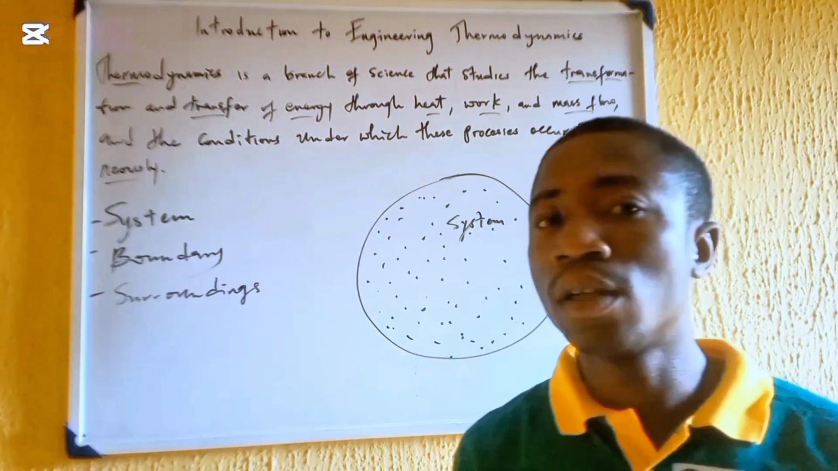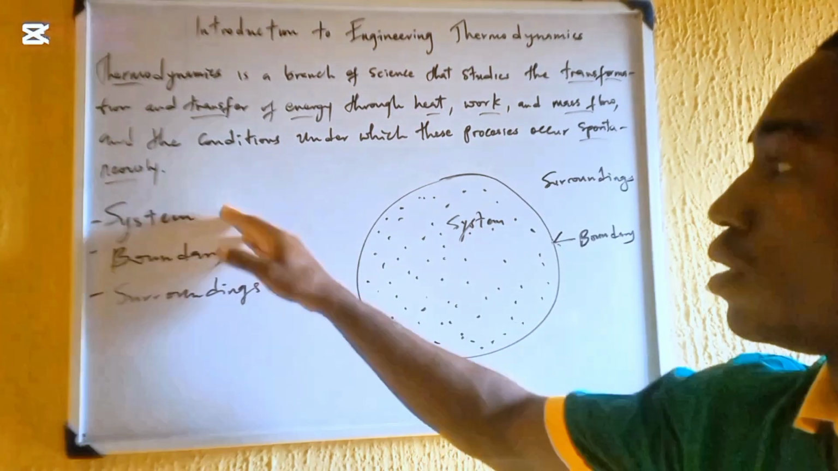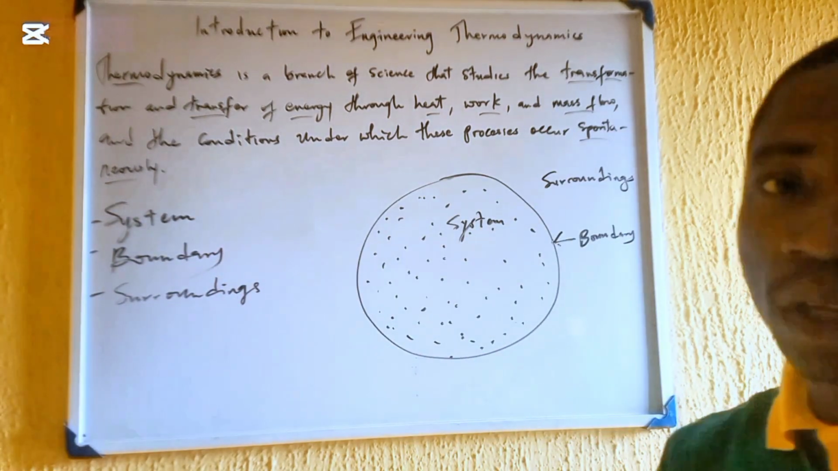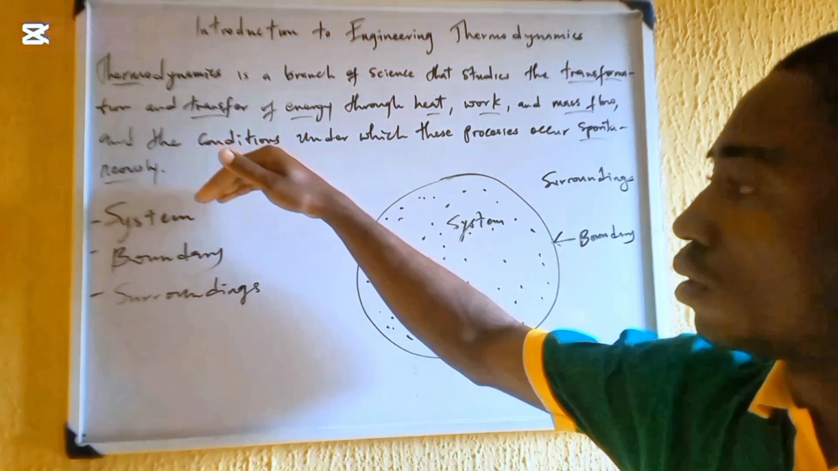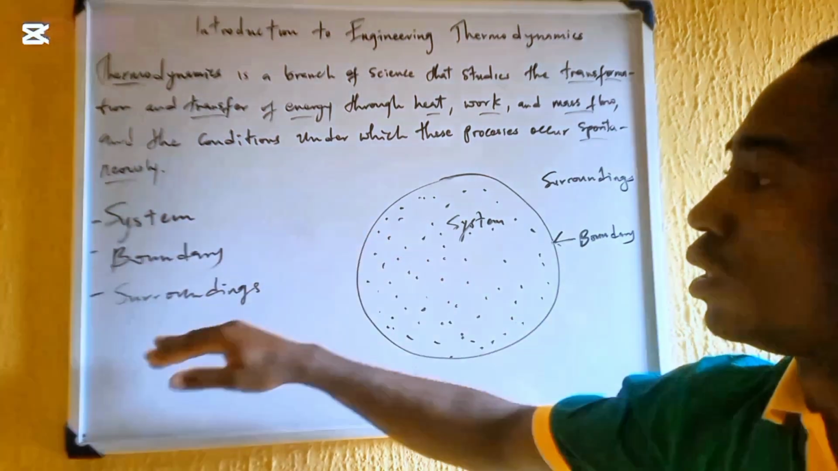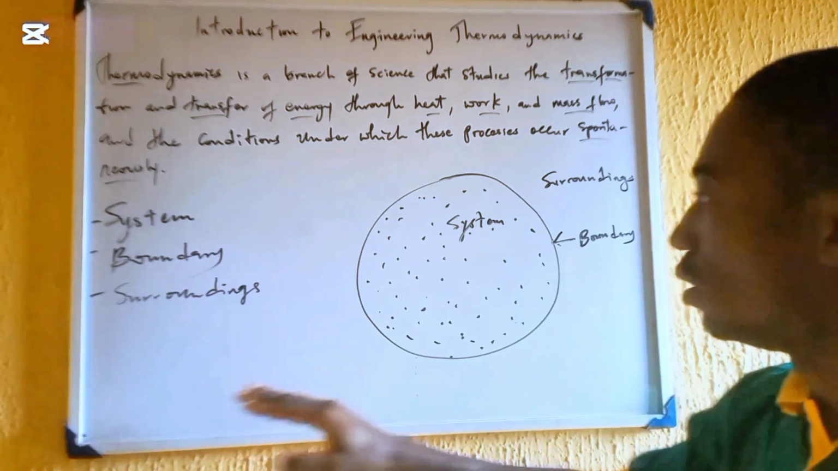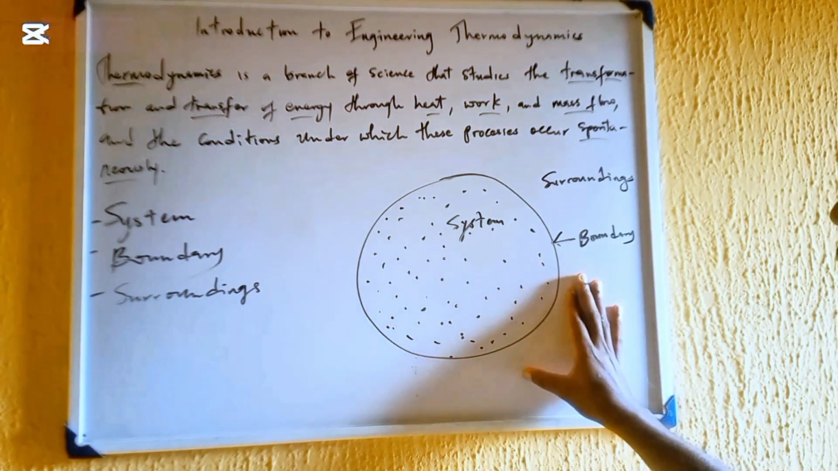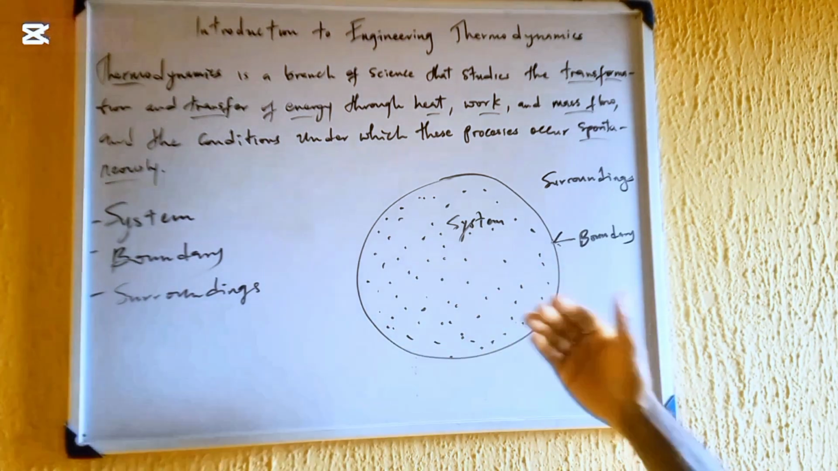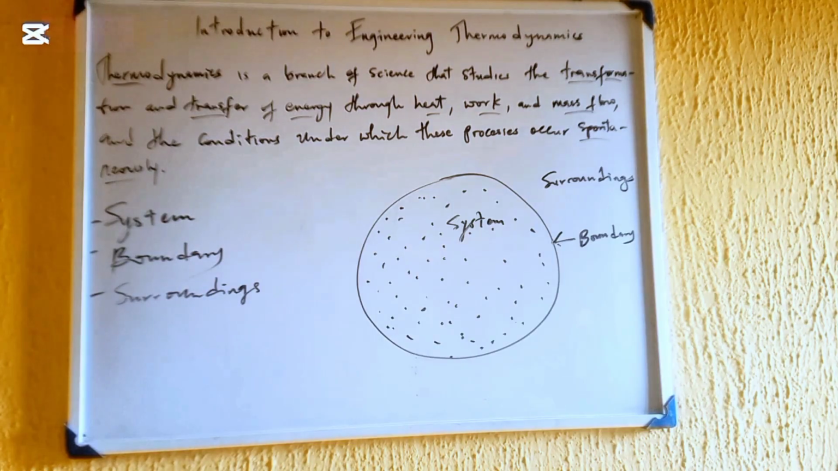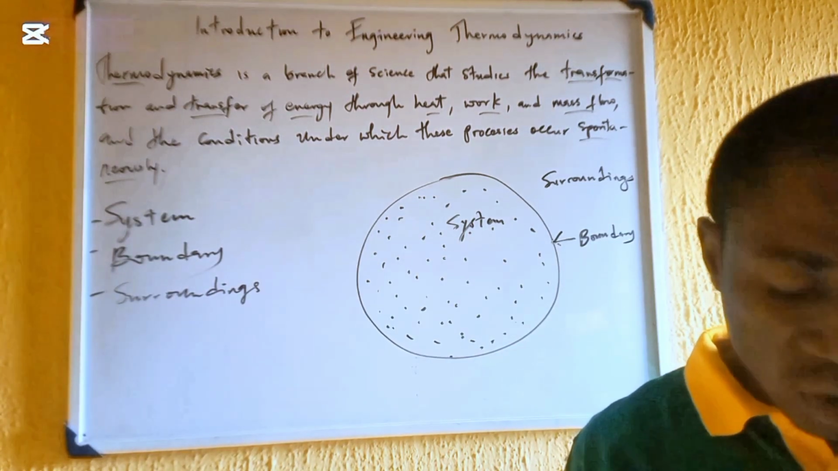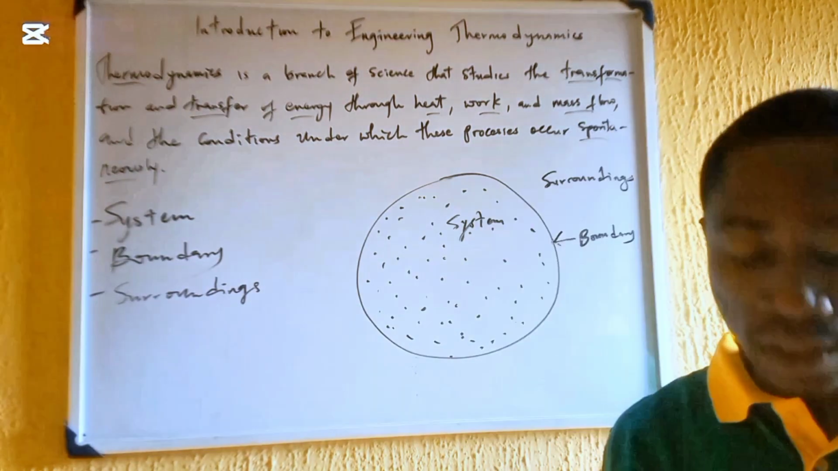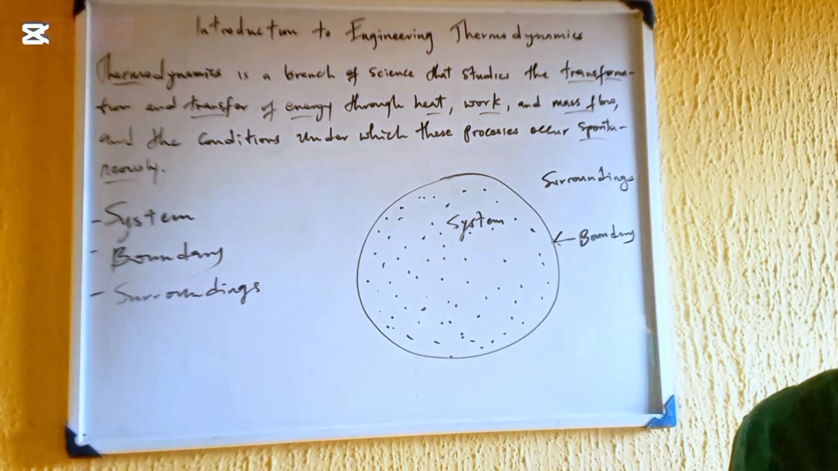And the primary concepts are system, boundaries, surroundings. We'll also be looking at other things, but these are the basic ones. So we have system, we have boundary, and we have surroundings. Then we can put it in a pictorial form this way to help us grasp quickly what we want to talk about. So what is a system? A system is whatever we want to study. It can be a quantity of matter or a region in space.